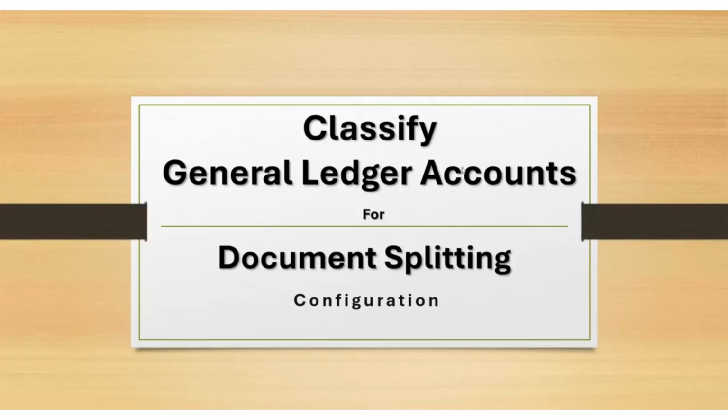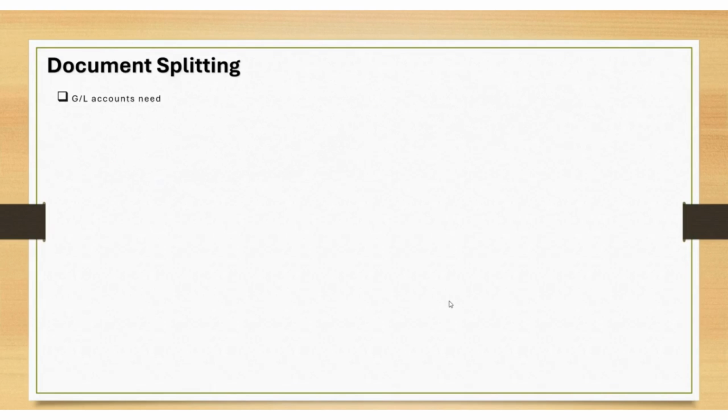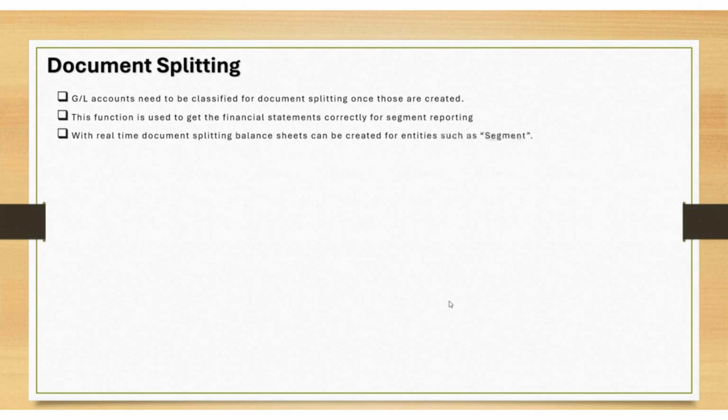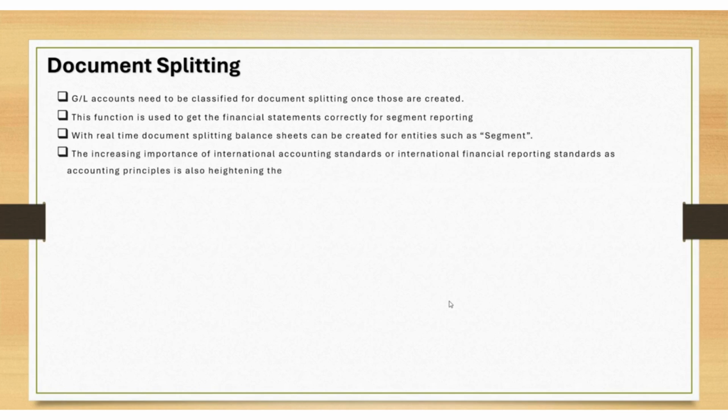The next configuration that is required to work on SAP S/4HANA sourcing and procurement is to classify a general ledger account for document splitting. Now, what is document splitting? GL accounts need to be classified for document splitting once they are created. This function is used to get the financial statements correctly for segment reporting. With real-time document splitting, balance sheets can be created for entities such as segments. The increasing importance of international accounting standards, or the International Financial Reporting Standards, as accounting principles is also heightening the need for improved quality and modeling of segment reporting.